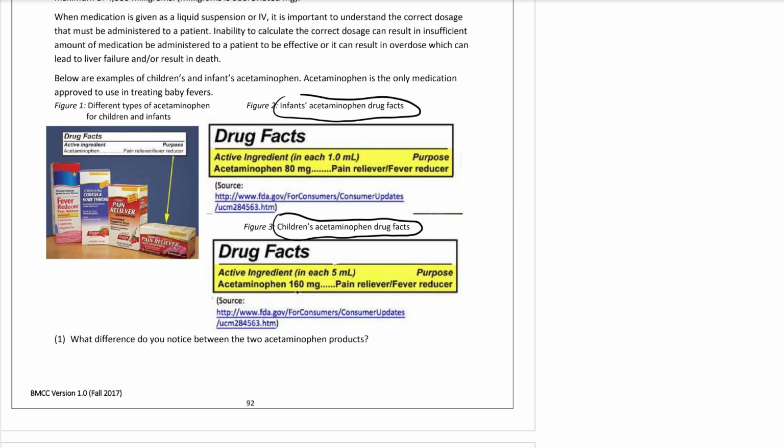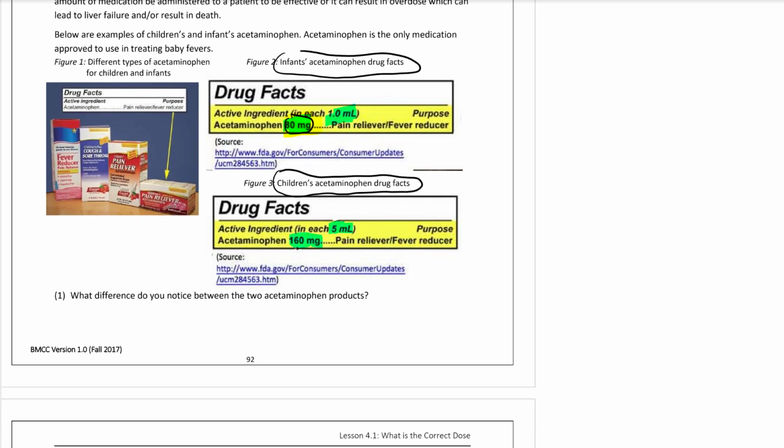You probably noticed that the infant acetaminophen has a different amount of milligrams. It's a different number of milligrams, and it's also a different number of milliliters. Now, you might understand what that means, but we want to explore it deeper. So what are these? These are called concentrations, but what does it mean in practical terms? So what do we notice? Concentrations are different.